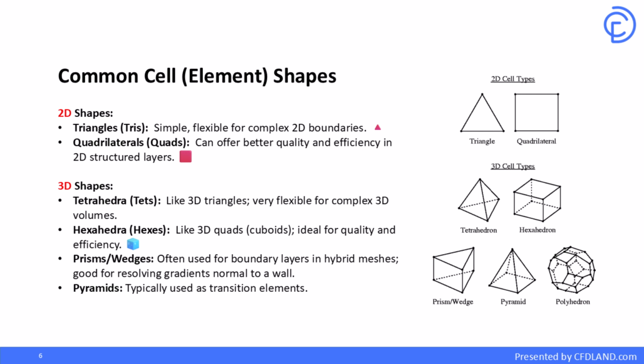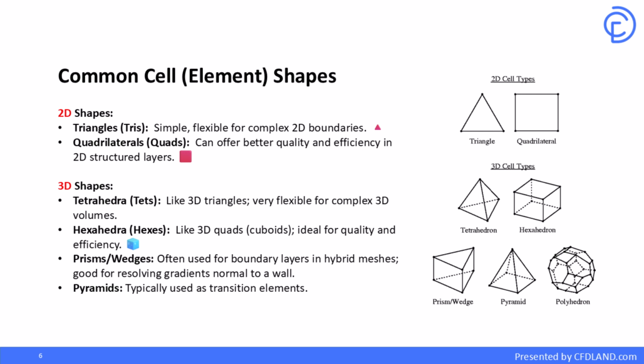Now that we've talked about the big mesh strategies, let's zoom in a bit further and look at the actual building blocks themselves. These are the common cell or element shapes. Think of this as the individual Lego bricks you use to build your mesh. First, let's look at two-dimensional shapes. You've got triangles. These are simple, three-sided elements, and they're super flexible for meshing around complex 2D boundaries and curves. Then you have quadrilaterals, or quads. These are four-sided elements. They can often offer better quality and efficiency, especially when you're creating those nice ordered structured layers in two dimensions.